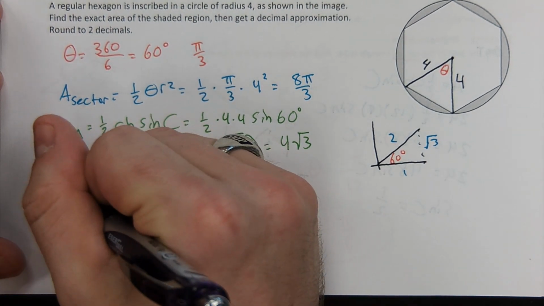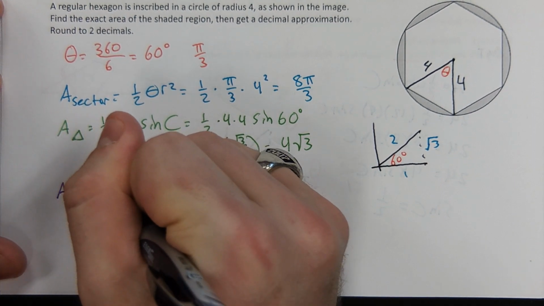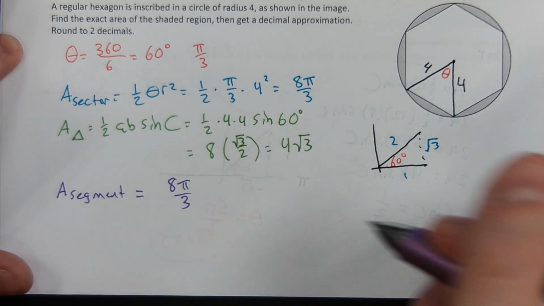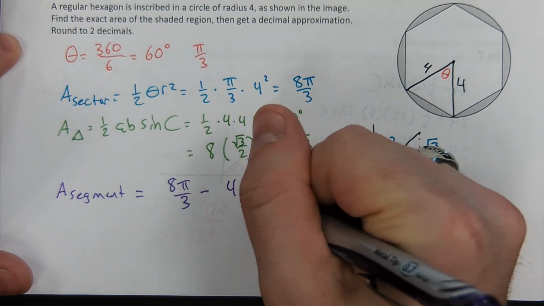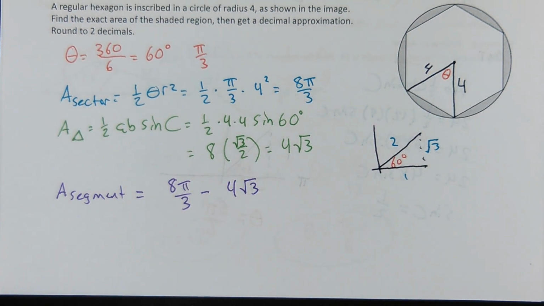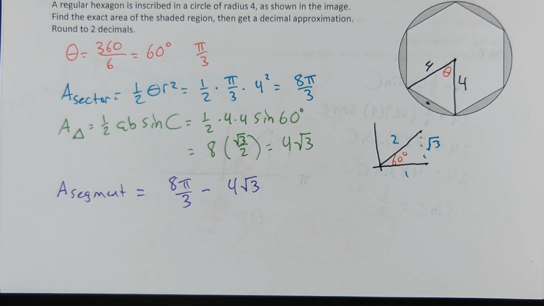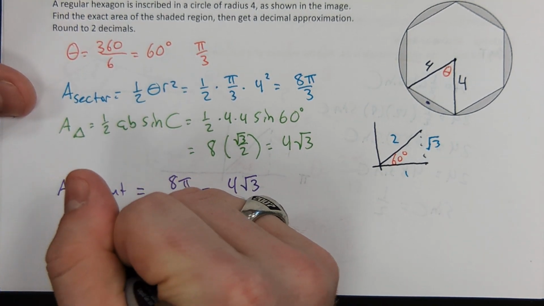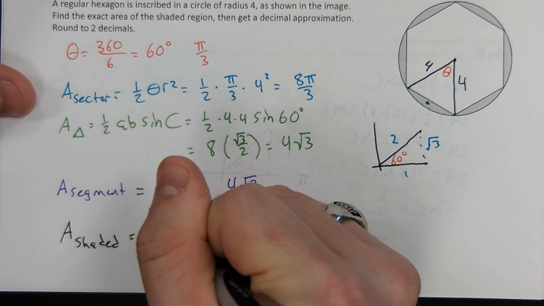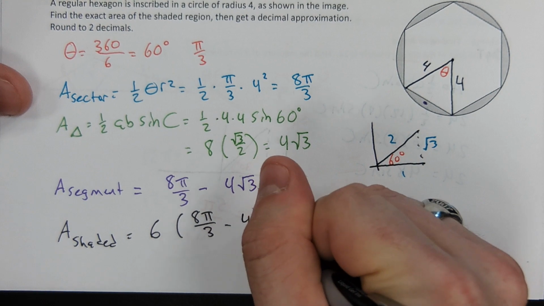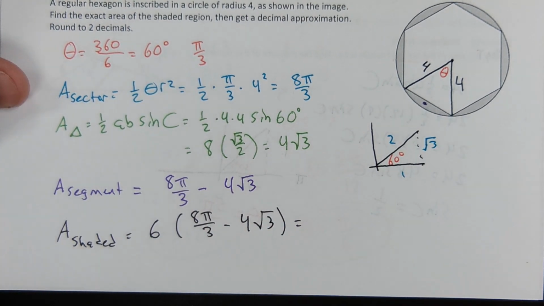The area of one segment then. The exact area is 8 pi over 3 minus 4 root 3. That's one of them. And we have 6 of them. Yes? So the shaded area is 6 of this. This is an exact answer when you distribute the 6.